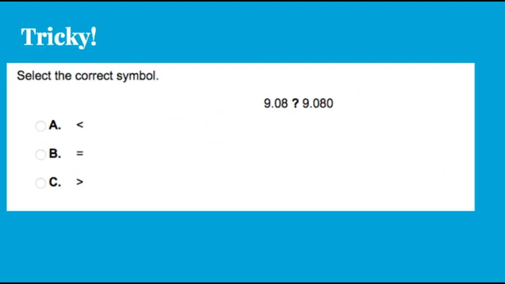Okay, select the correct symbol. Now, this one gets tricky, especially when you're looking at them from left to right in this manner right here. I think it's easier on the eyes if you write them in order, or you write them one on top of the other. So this is 9 and, there's your decimal, so you say and, 8. This is not in the tenths place, it's in the hundredths place, so this is read as 9 and 8 hundredths. And then I'm going to compare the other one, and I'm going to line up my one place, 9.